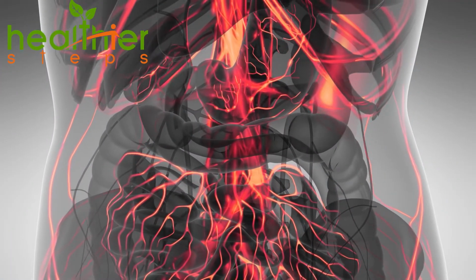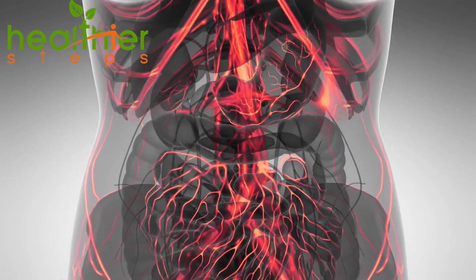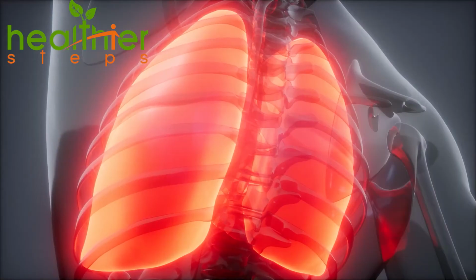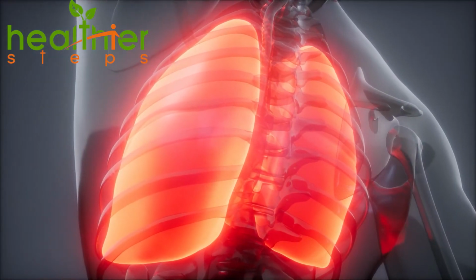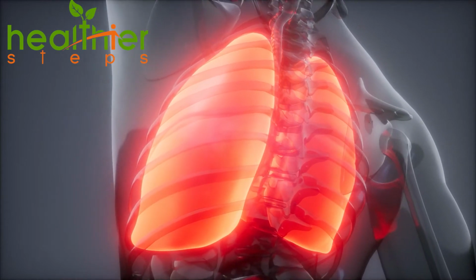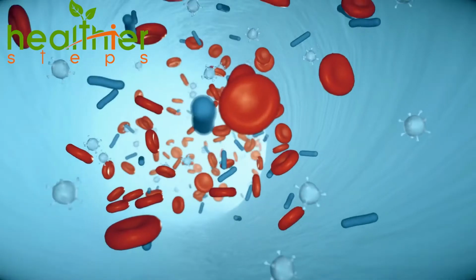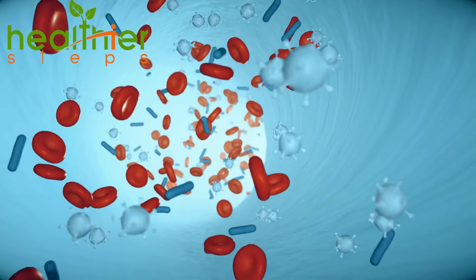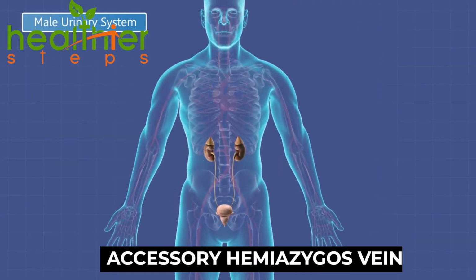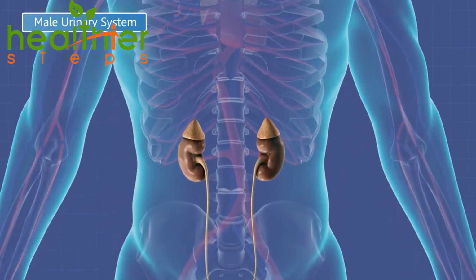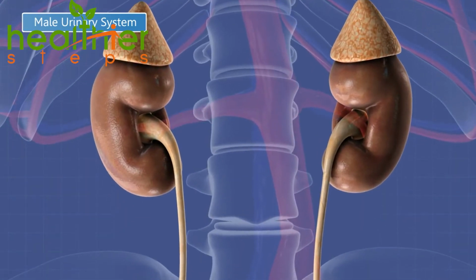Branches. The azygos venous system begins from the supracardinal veins embryologically. The right supracardinal vein converts into the azygos vein, and the left supracardinal vein converts into the hemiazygos vein. So let's move further to describe these branches. Accessory hemiazygos vein. The accessory hemiazygos vein drains the superior left hemithorax.